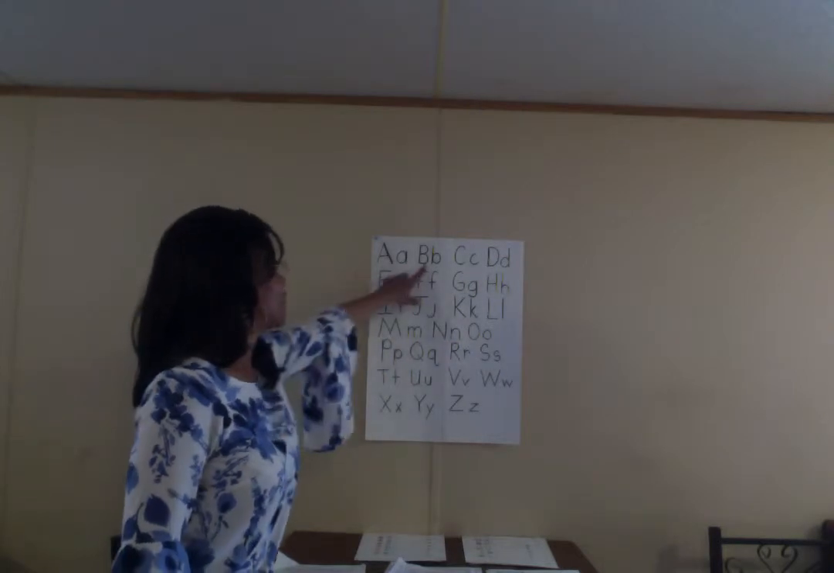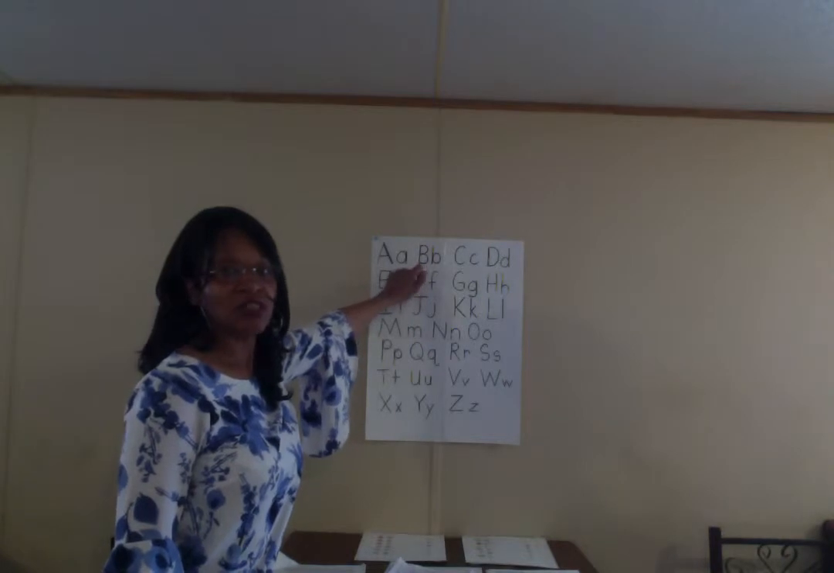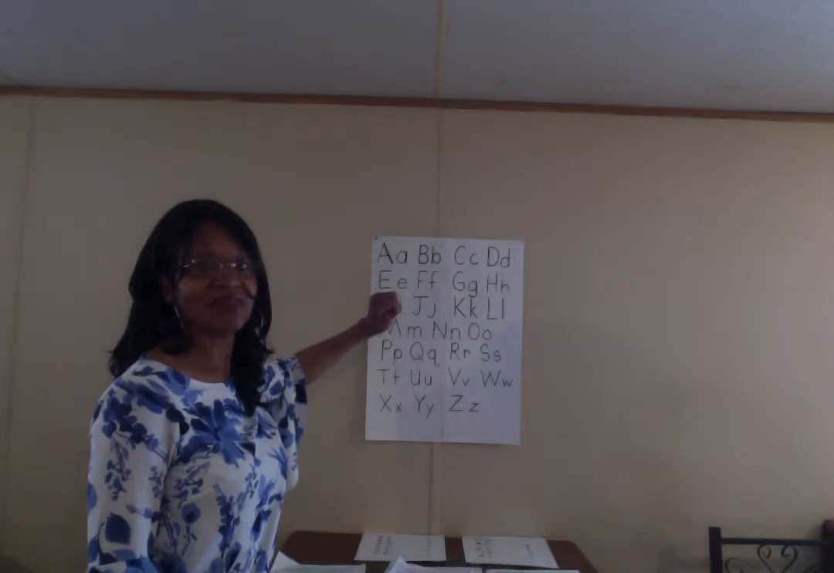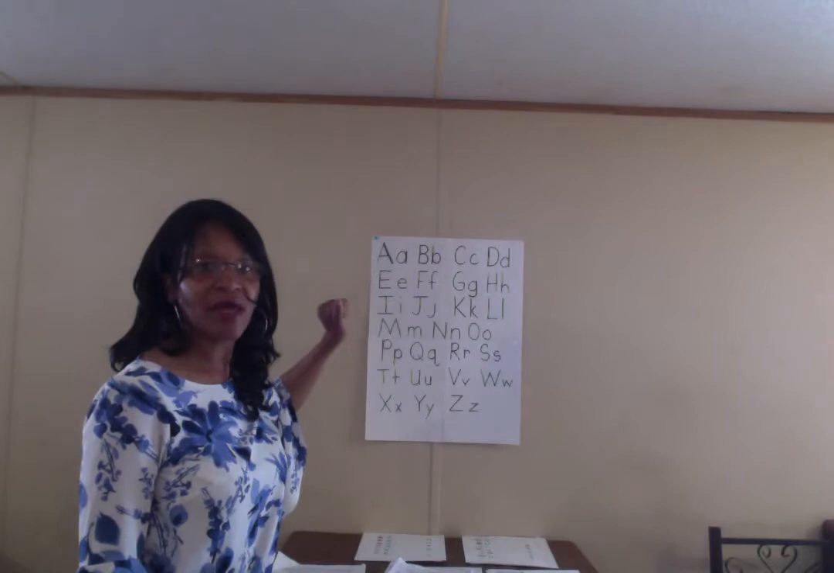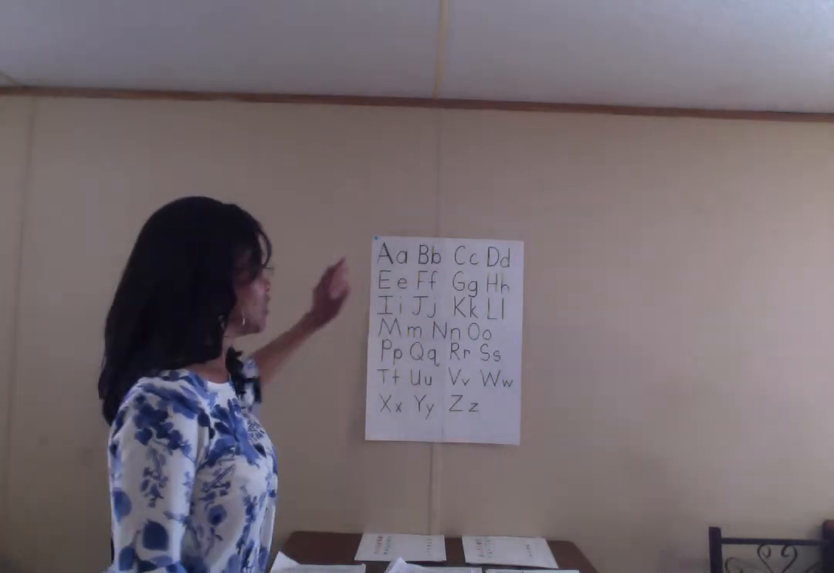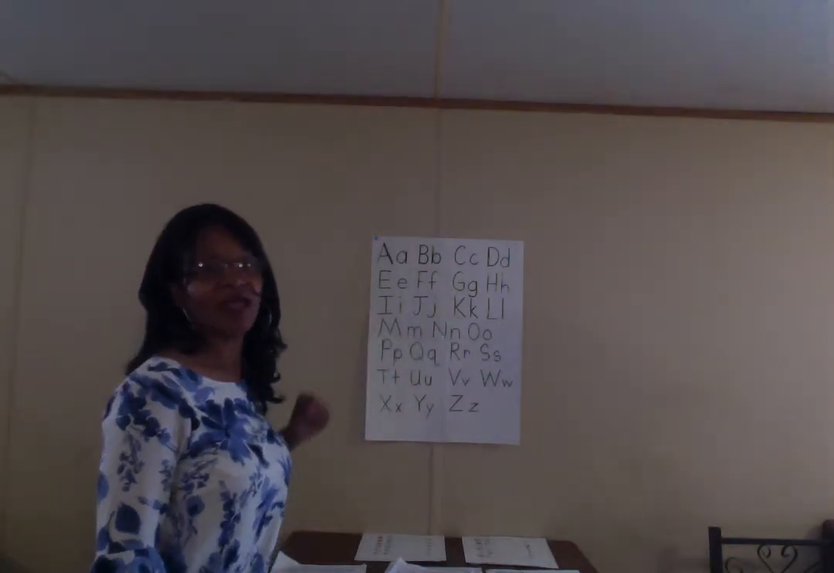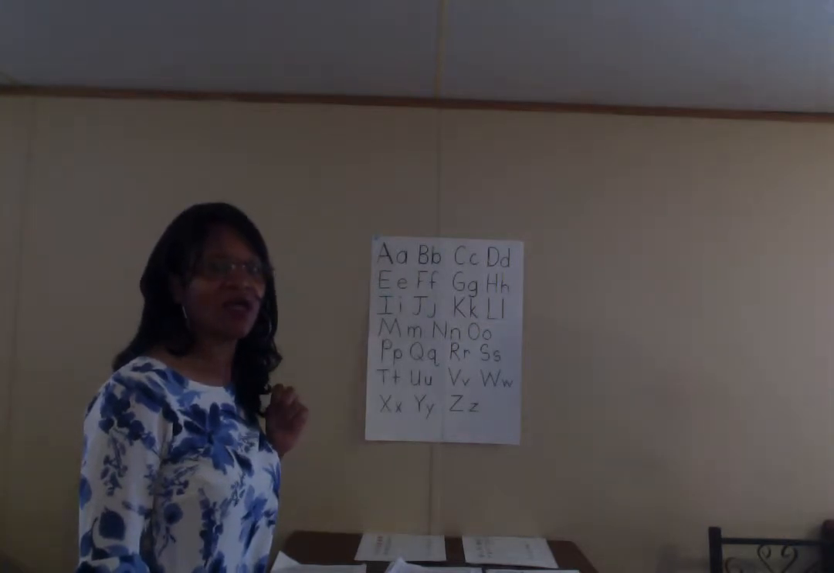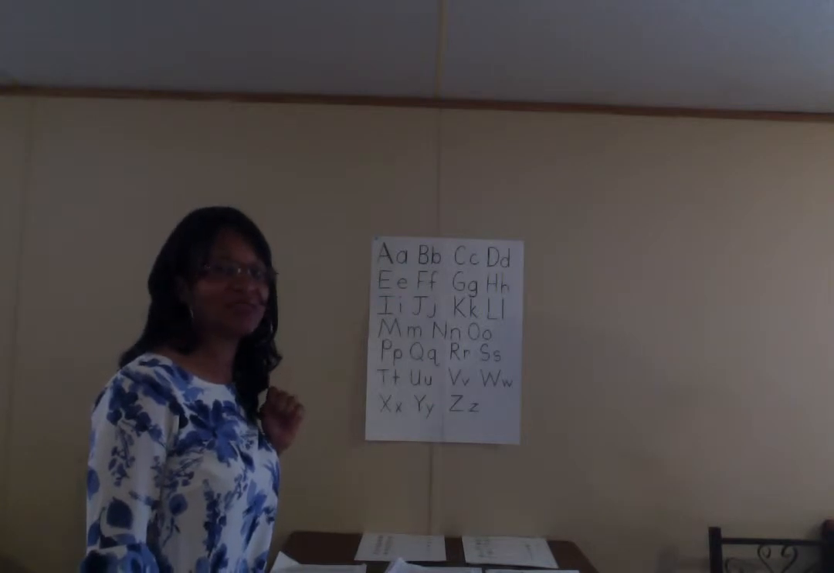Okay, what about this alphabet? This alphabet is B. Does anyone know the sound that it makes? Okay, the sound that it makes is ba. Do you know a word that starts with this alphabet? Okay, a word would be boy. And what about this alphabet? K. Do you know the sound that it makes? Okay, K. And a word that starts with K would be kite.